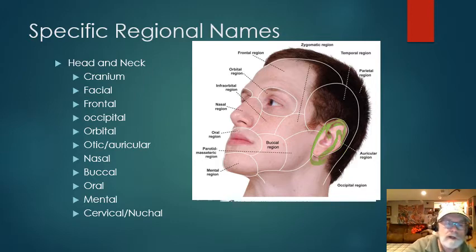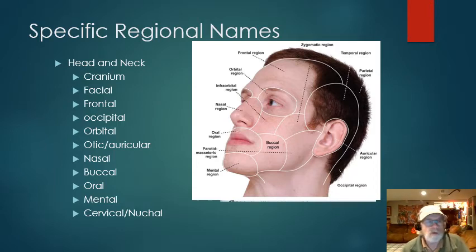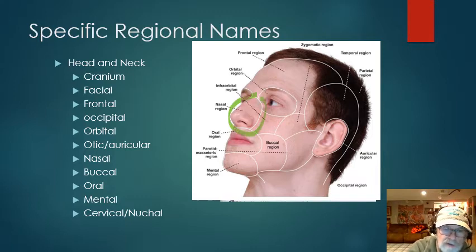Otic or auricular. When they write a prescription for eardrops, they're basically otic drops because they're in the ear, like Cortisporin otic drops, something you put in your ear. Nasal. Do I have to tell you what nasal is? I don't want to insult your intelligence. Obviously, we know that nasal means the nose. Okay, that's enough of that.